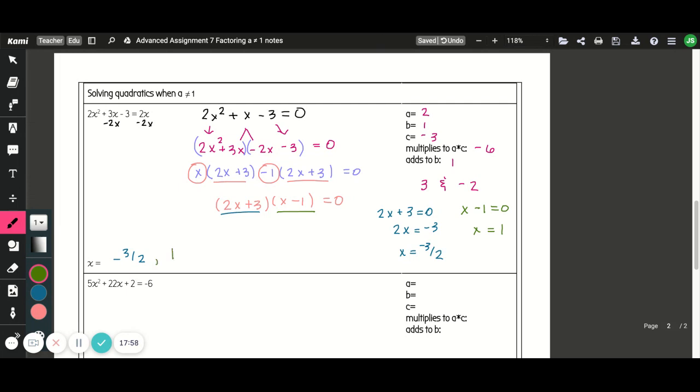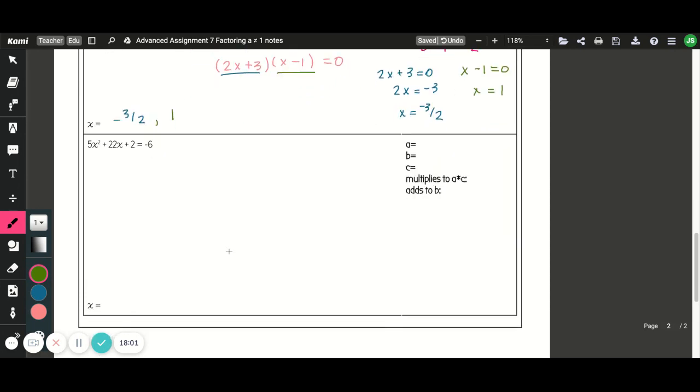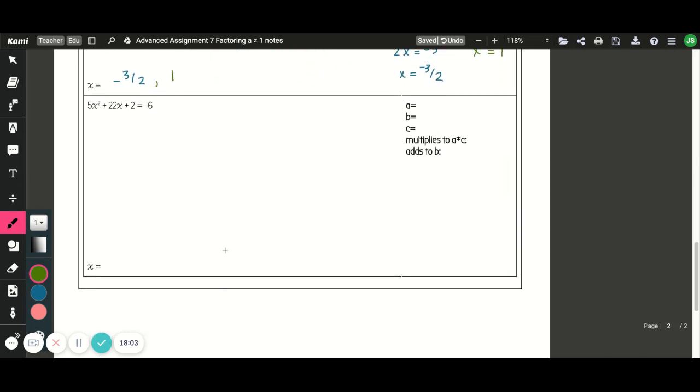So here would be another great time. Pause the video. We're almost 20 minutes in anyway. I know you're losing patience. So pause the video and see if you can do this last one.